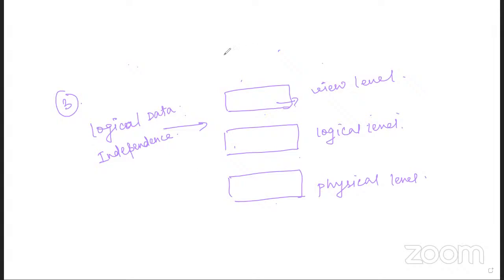And what is the fourth question? It is similar to the third question, sir. Whatever changes in the physical level should not affect the upper levels. Upper levels means the logical and the view level. Now it is clear, sir. Thank you, sir.